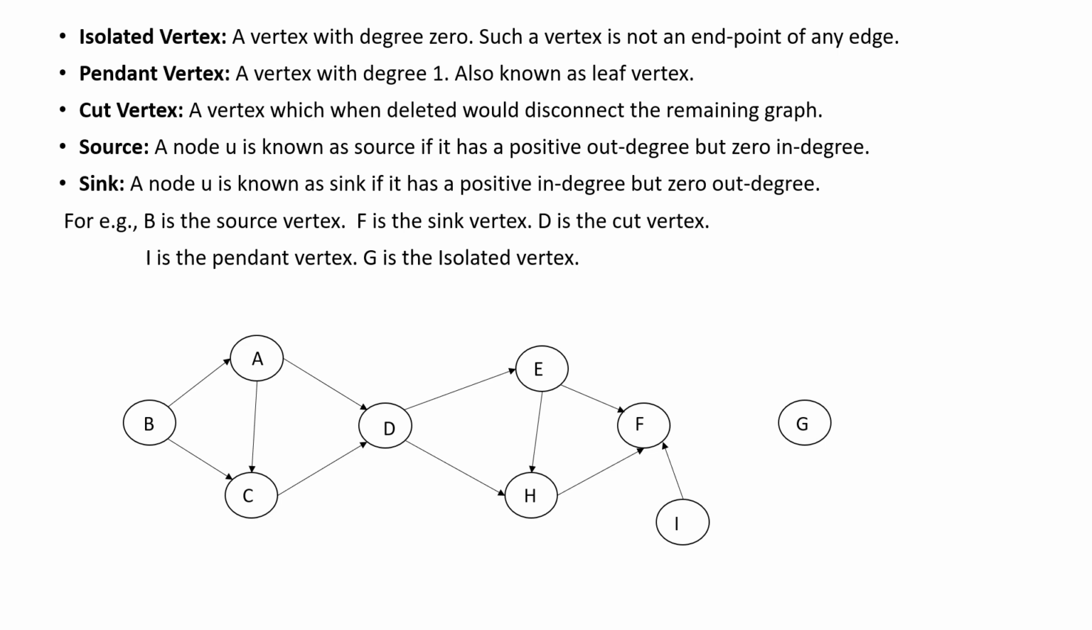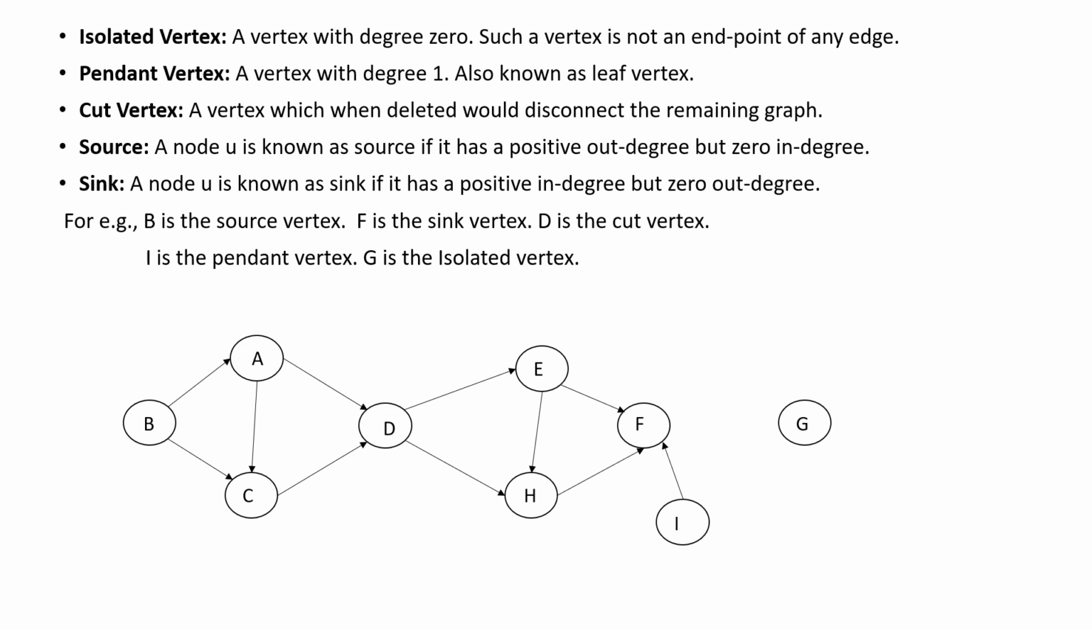Now source. A source is a node if it has a positive out degree but zero in degree. It means that a node is a source node if there are edges originating from that node but there is not a single edge terminating at that node. In the example, we can see that B is the source node because there are two edges originating from B but there is not a single edge terminating at B. Therefore, B is the source node.